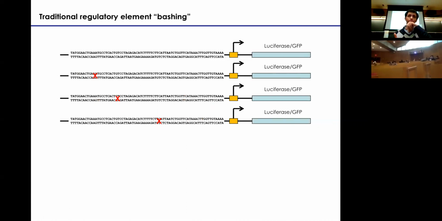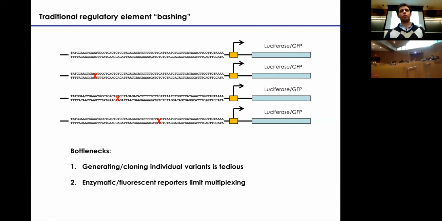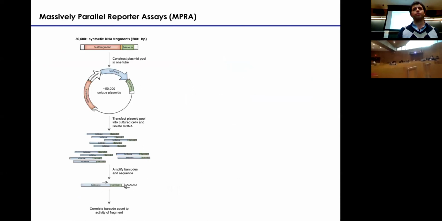The problem, of course, is that number one, this might still be incomplete because we might only get at single nucleotide modifications as opposed to pairs of nucleotides that might be compensating for each other's loss. But number two, this is extremely laborious. You need to create a new construct for every one of those assays. So the bottleneck is how do we generate and clone individual variants, and how do we use these luciferase assays or green fluorescent protein to report the activity of these elements in high throughput.